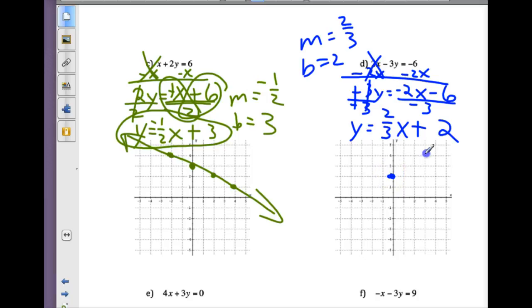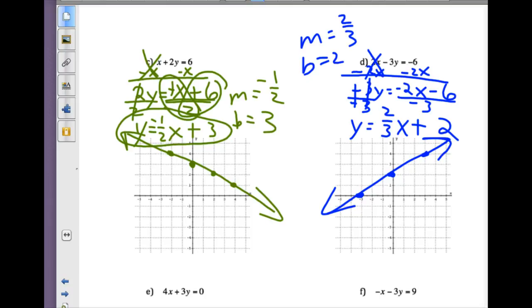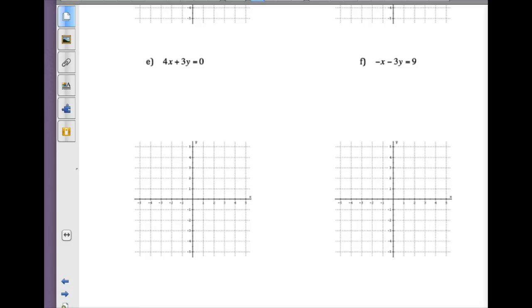2 up, 2 over, 3. Did negative slope. There you go, and just kind of scratch up. There you go. All right, next one. Kids get all bent out of shape about that 0. Do not stress out or freak out about the 0. Not a big deal, okay?